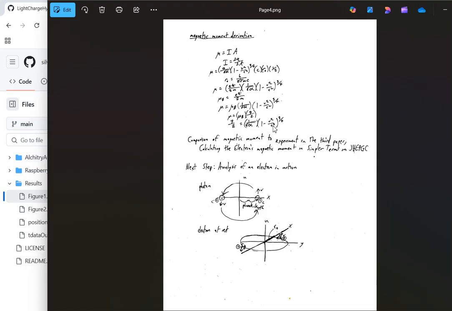That could be experimentally verified or refuted based on the upcoming sig figs that you could find for C with more precise measurements. Anyway, let's go on to the analysis of an electron in motion. I've been stuck on this one for a while because I had a model for a photon and a model for an electron at rest, but it was like, well, what do you do next? What does an electron in motion look like?